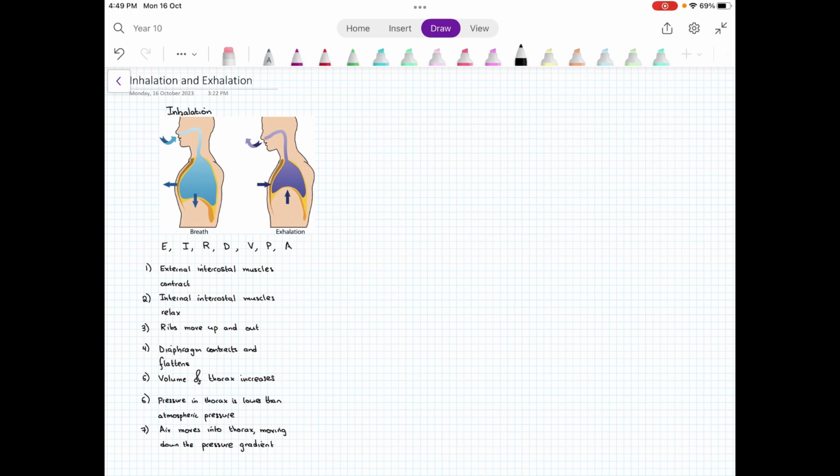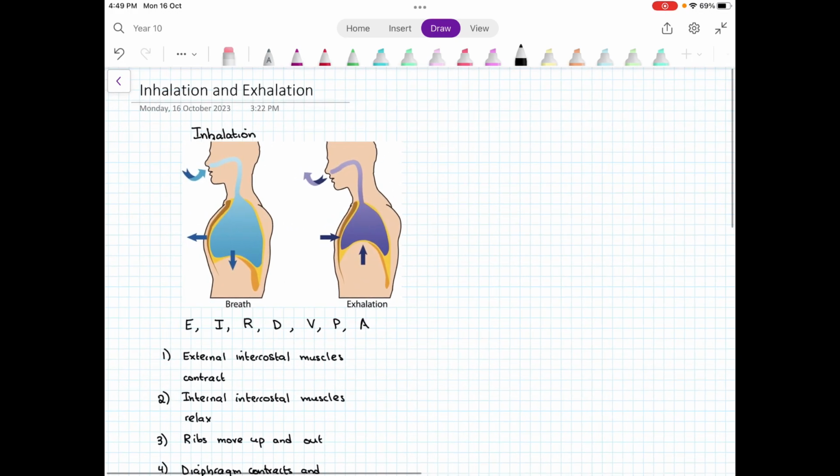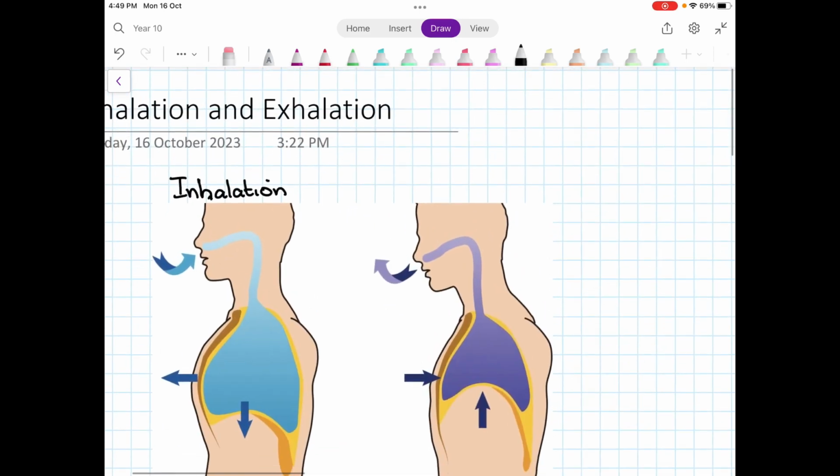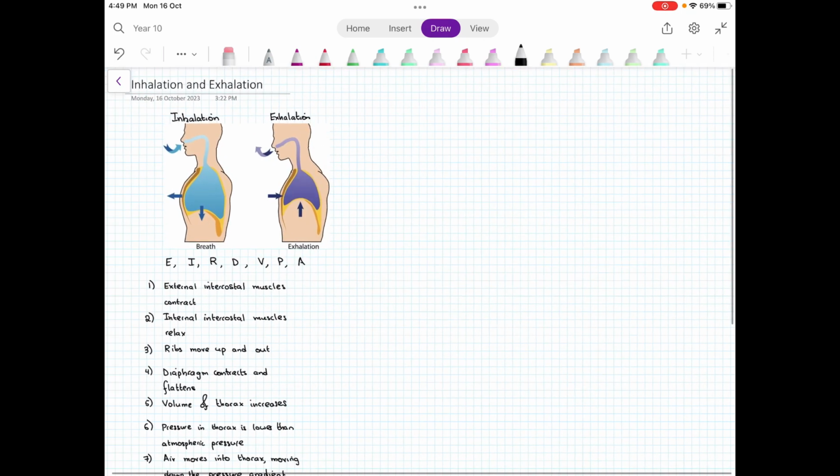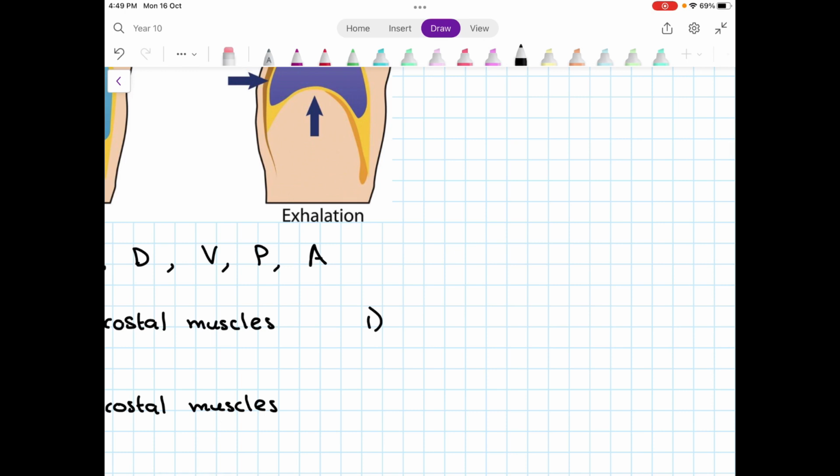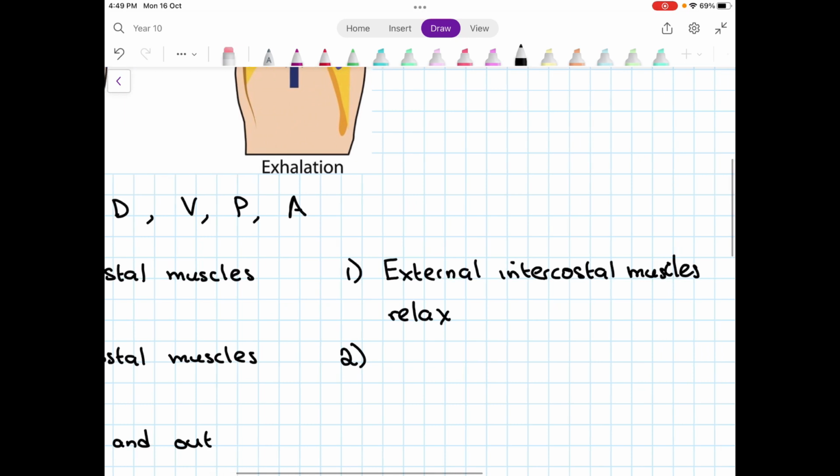Now we use the exact same main letters, so the E, I, R, D, V, P, A, but this time it's going to be for exhalation. So essentially what you're doing is flipping the roles. In exhalation, the external intercostal muscles relax. Which therefore means that the internal intercostal muscles would contract.